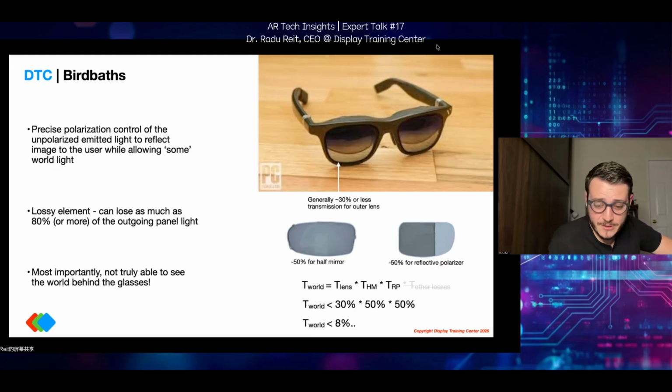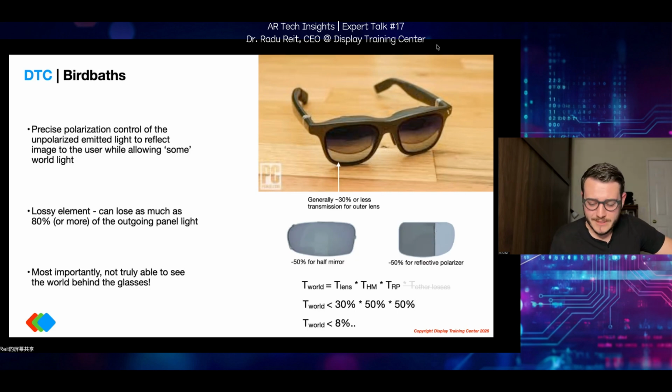Then we take that 50% half mirror transmission and another 50% reflective polarizer transmission because we have unpolarized light coming from the world. Even when we forget about the transmission of other losses, which we cannot because there's going to be other issues, if we give the best possible chance, only about 8% of the light coming in from the outside is delivered to your eye directly. Again, very, very low transmission of the world light. It means that you're not really going to be able to see what's happening outside while you're using these types of glasses. These are for static environments, and that's why we call these maybe lightweight virtual reality glasses.